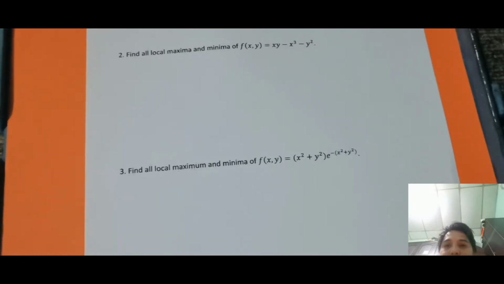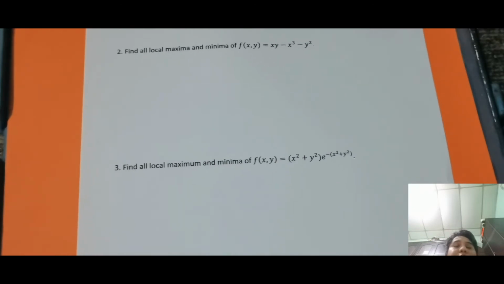Okay, so check natin to. Find all the local maxima and minima of f of x comma y is equal to xy minus x cubed minus y squared.